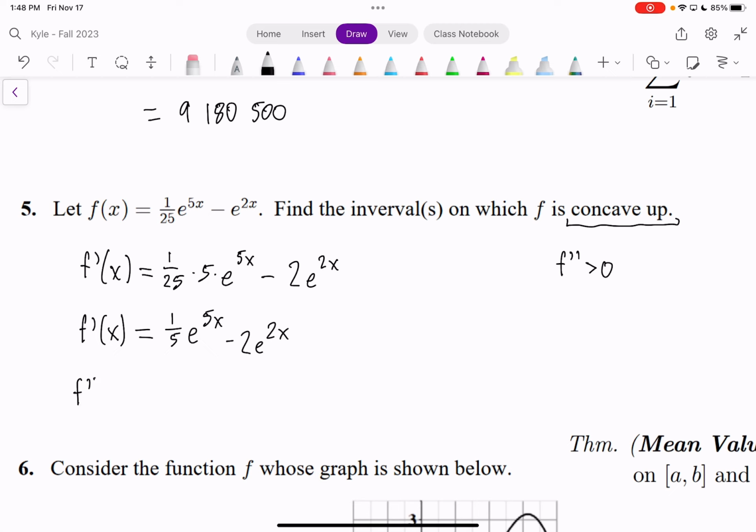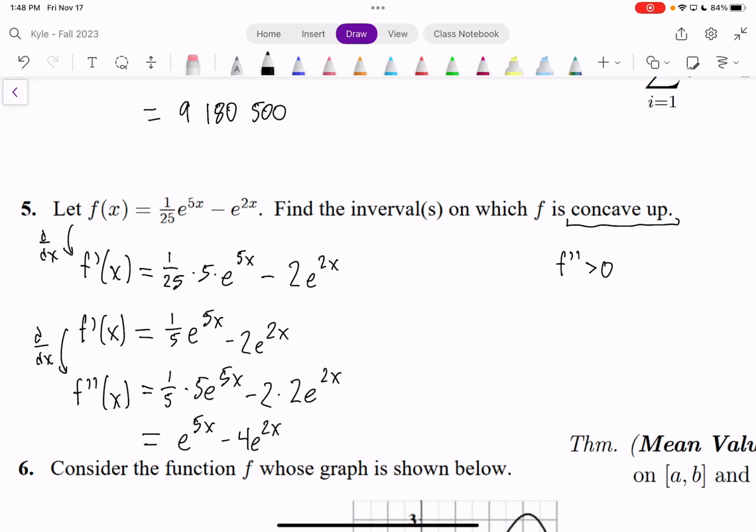We'll take its second derivative here. Sorry, this is the first derivative. This is the second derivative. We'll take the second derivative here. Same thing is going to happen. We'll have 1 over 5 times 5e to the 5x, and we'll subtract 2 times 2e to the 2x. So our f double prime will be given by e to the 5x minus 4e to the 2x.